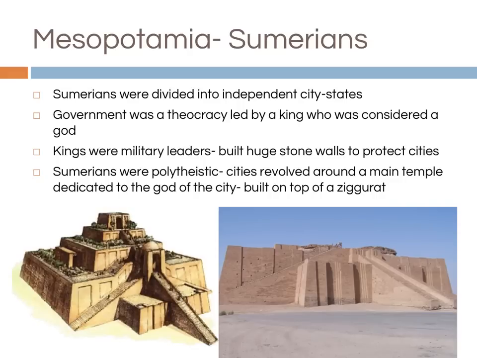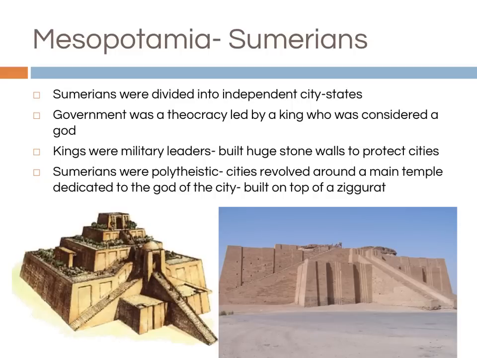So the Sumerians were divided into independent city-states. A city-state is a city with its surrounding countryside. So it's like a city that's its own country. The point here is that Mesopotamia was not united as one place; the Sumerians had individual little city-states that were like their own countries.